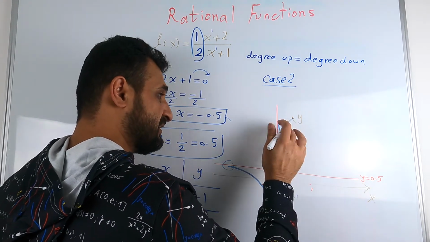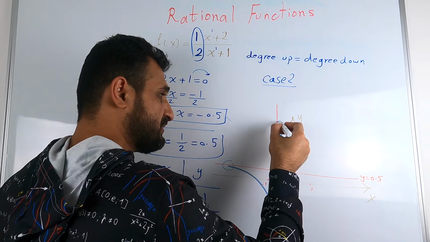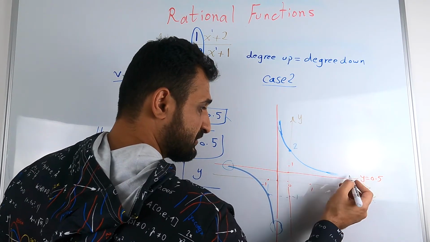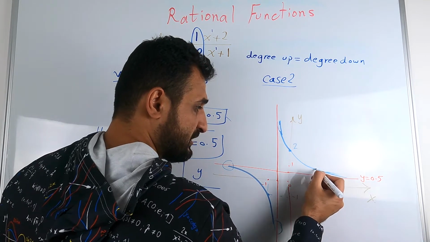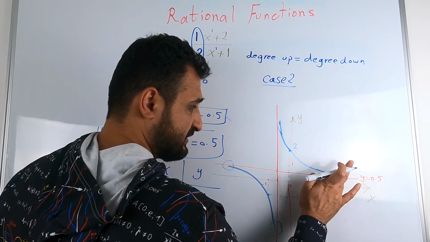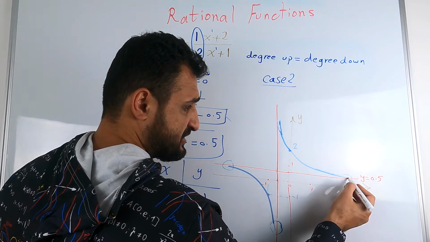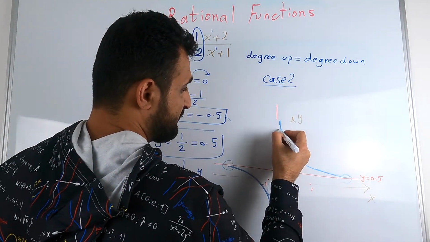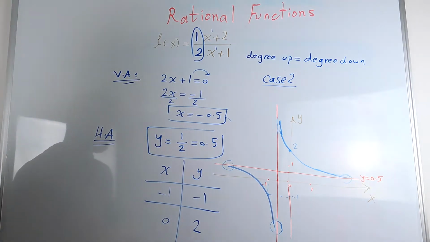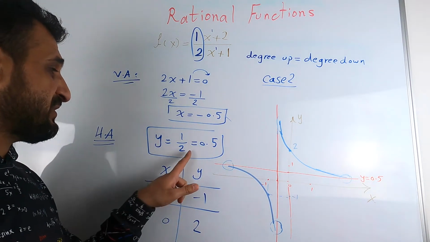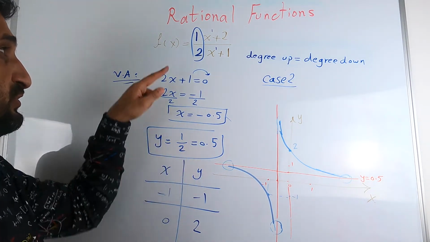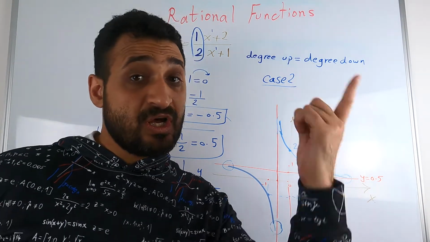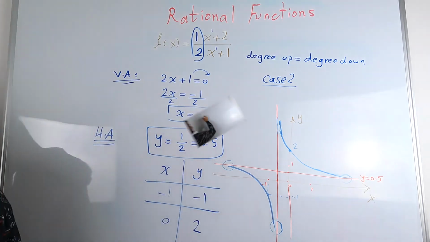That means it will be very close to this asymptote and very close to this asymptote. It shouldn't touch it. See? It should get closer, but cannot touch it. That's all about case number 2. It's almost similar to case number 1, but the difference is the horizontal asymptote. You divide this coefficient by this coefficient. That's all about case number 2. One more example for you.